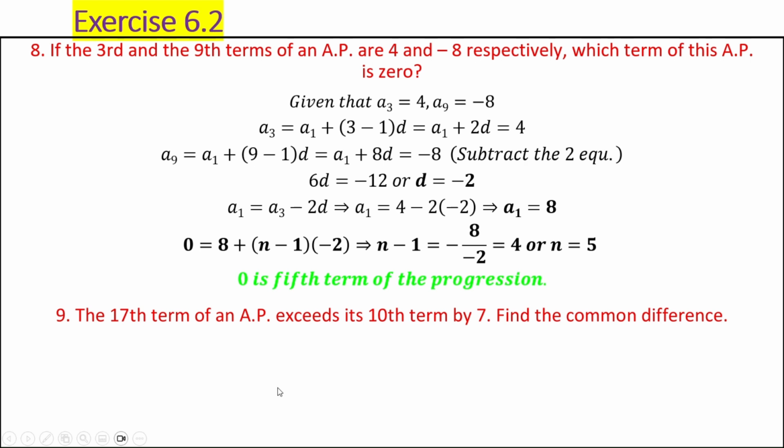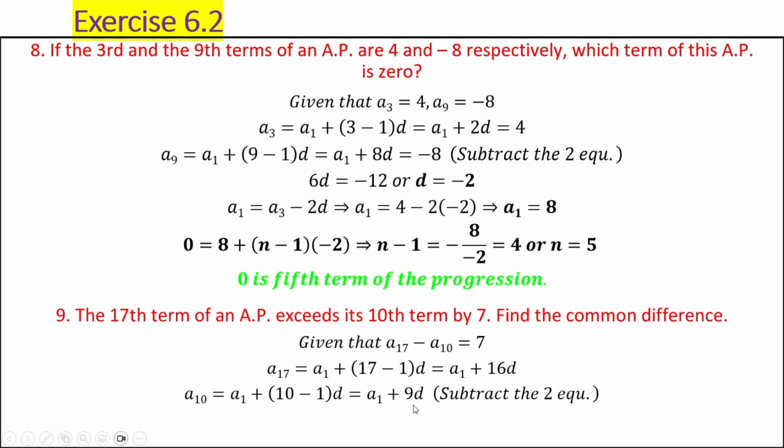Next, the 17th term of an AP exceeds its 10th term by 7. Find the common difference. Okay, so first, A17 minus A10 is equal to 7. This is what is given. So you expand it. A17 is A1 plus 16D. A10 is A1 plus 9D. Okay, subtract both the equations. What you will get is A17 minus A10, which is equal to 7D equals 7. So D is equal to 1. That means the common difference is 1.